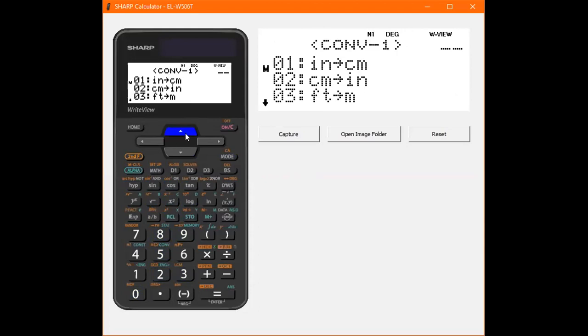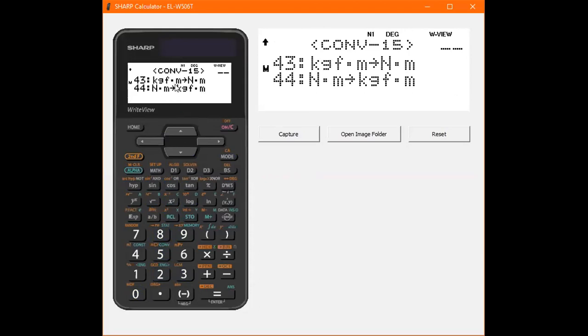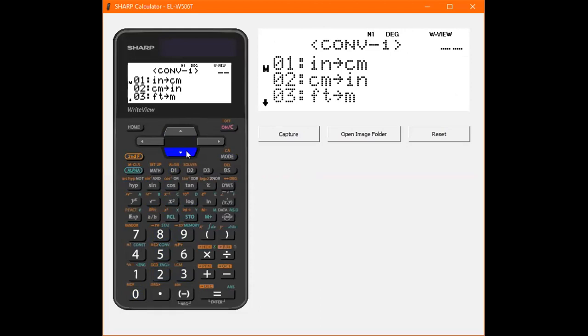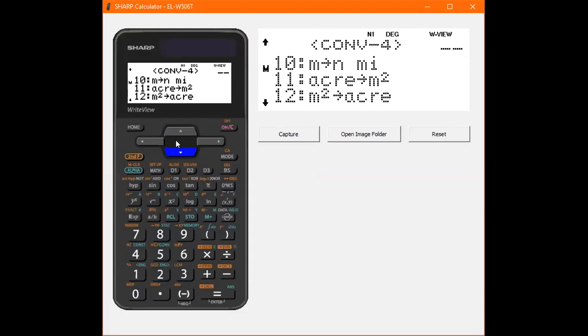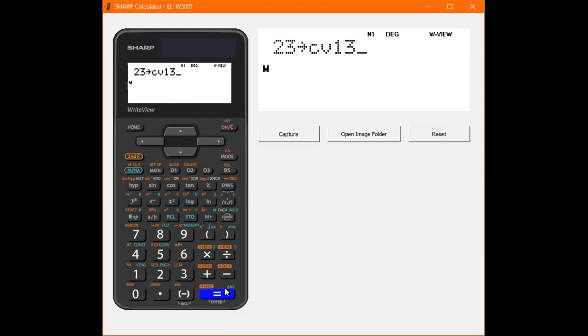And then you'll see you have a whole list of conversions, and you actually have 44 different conversions that you can use. So we're going to go and look through where it says ounces to grams, which is 13. You're going to press 13, and we're going to say equals, and I now get 652 grams. So 23 ounces is 652 grams.